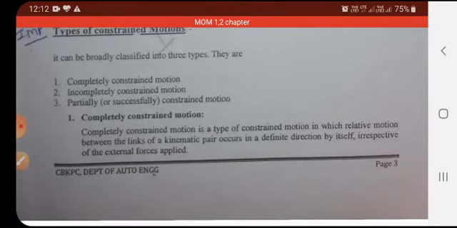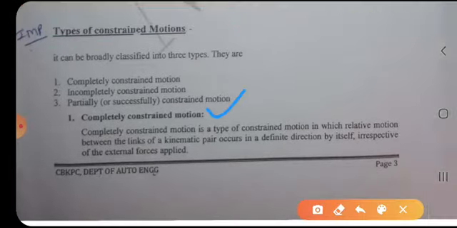what is completely constant motion? It means when the motion between the two elements of a pair is in a definite direction irrespective of the direction of force applied, then the motion is known as completely constant motion. This completely constant motion may be linear or rotary.